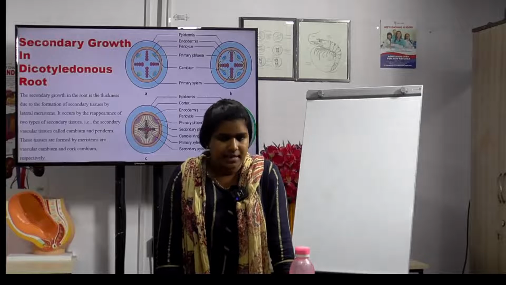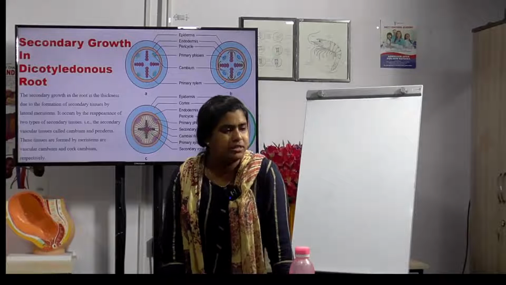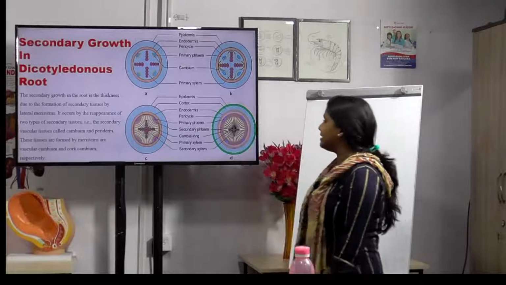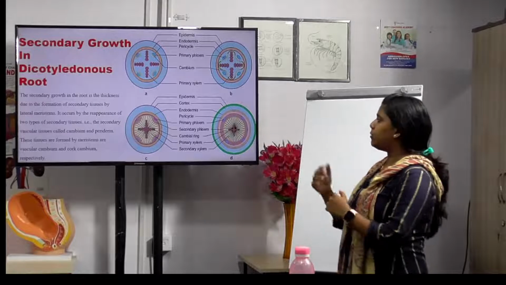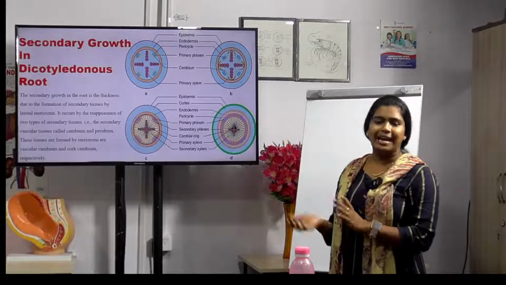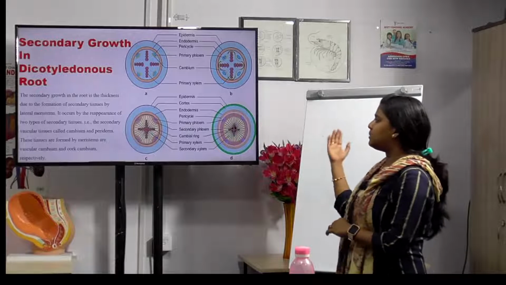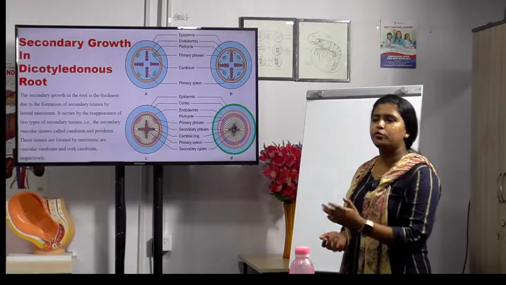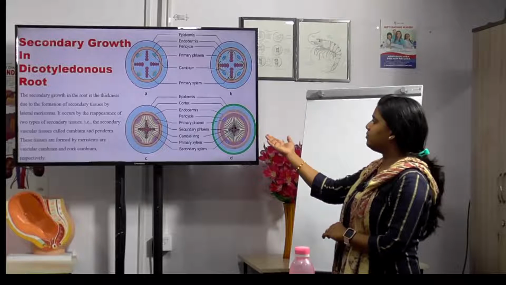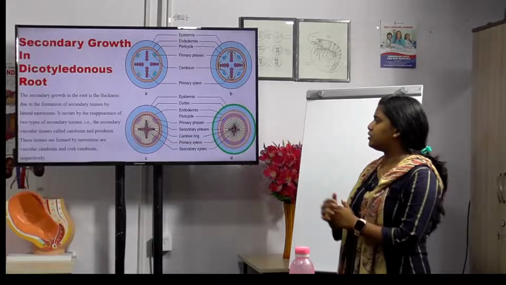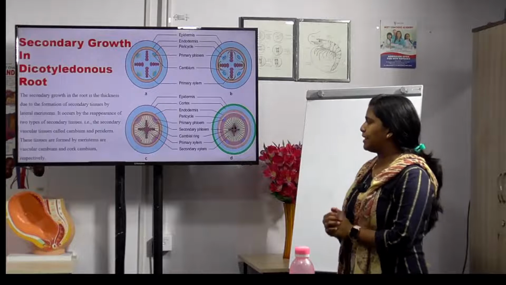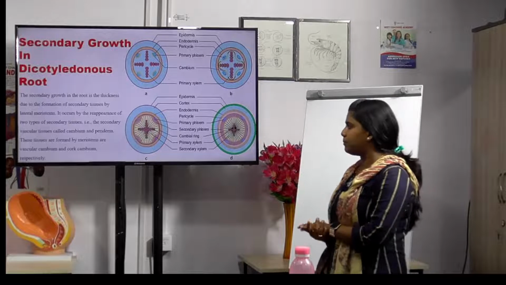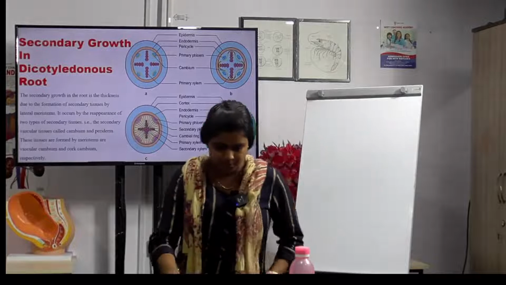Now let us see the secondary growth of the dicotyledonous root. The secondary growth in the root increases thickness due to the formation of secondary tissues by the lateral meristems. It occurs by the appearance of two types of secondary tissues: secondary vascular tissues and periderm, and these tissues are formed by the meristems, vascular cambium and cork cambium, respectively.